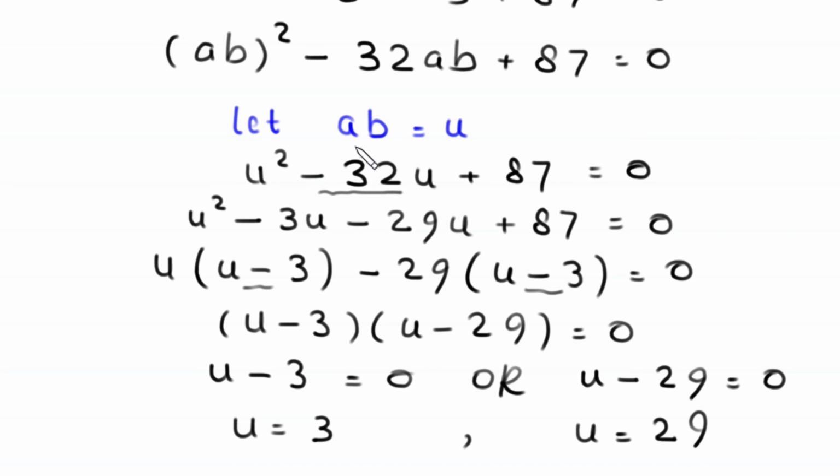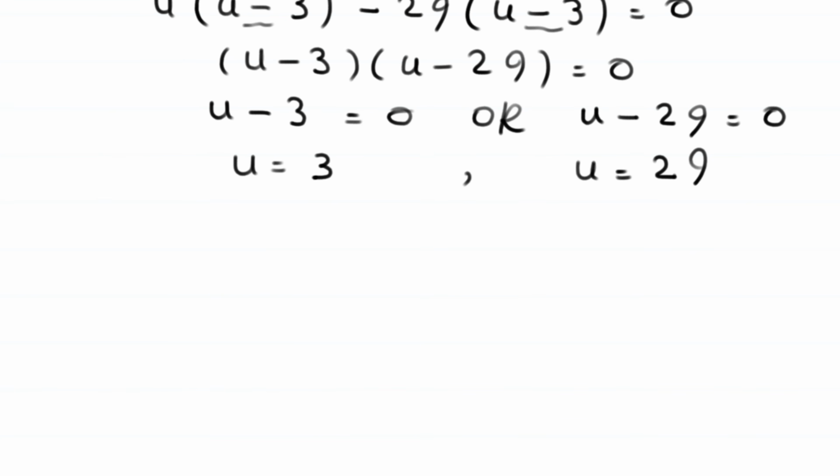Since a times b is equal to u, a times b will be equal to 3, and a times b will be equal to 29.